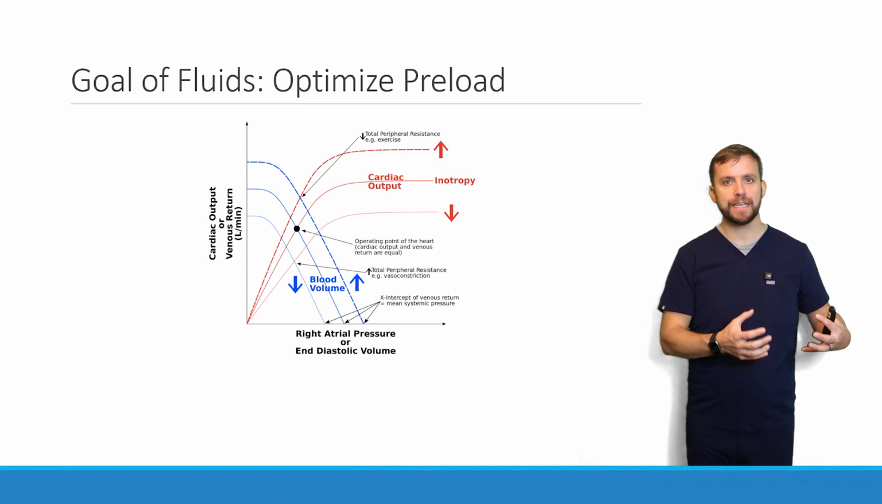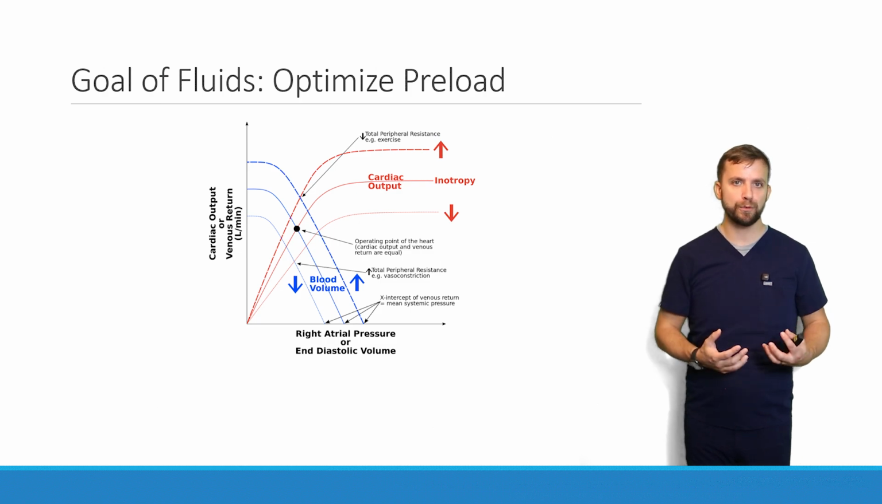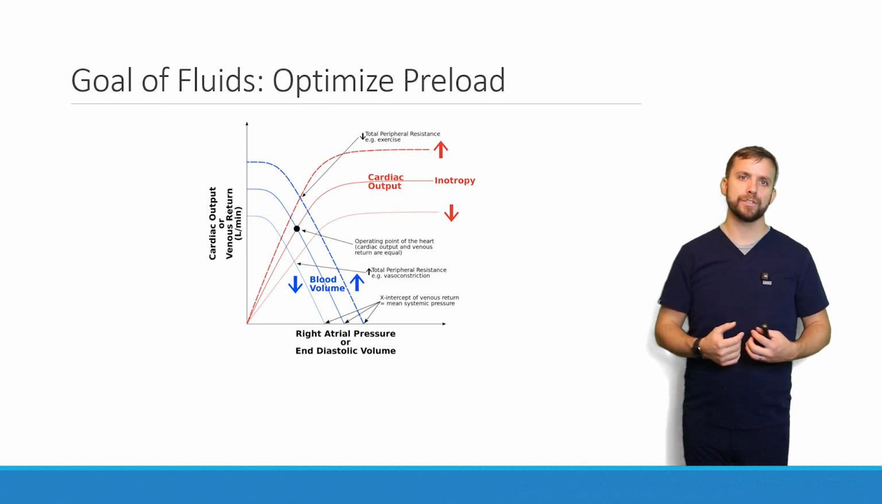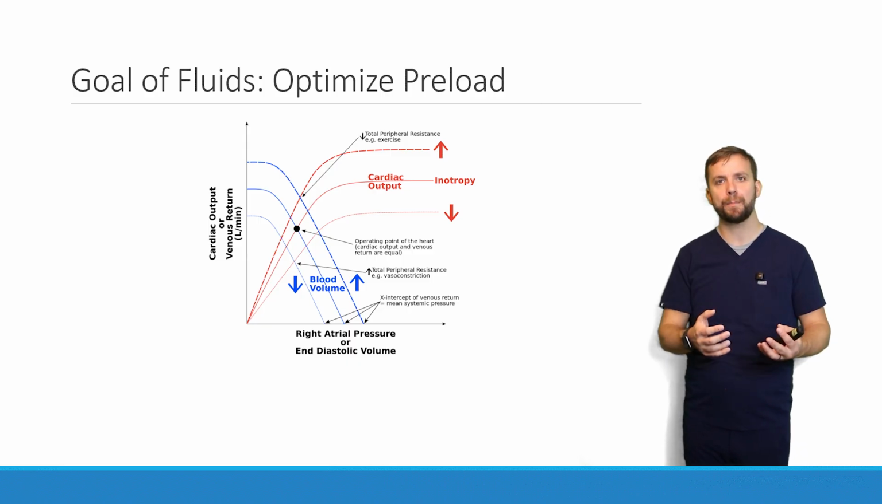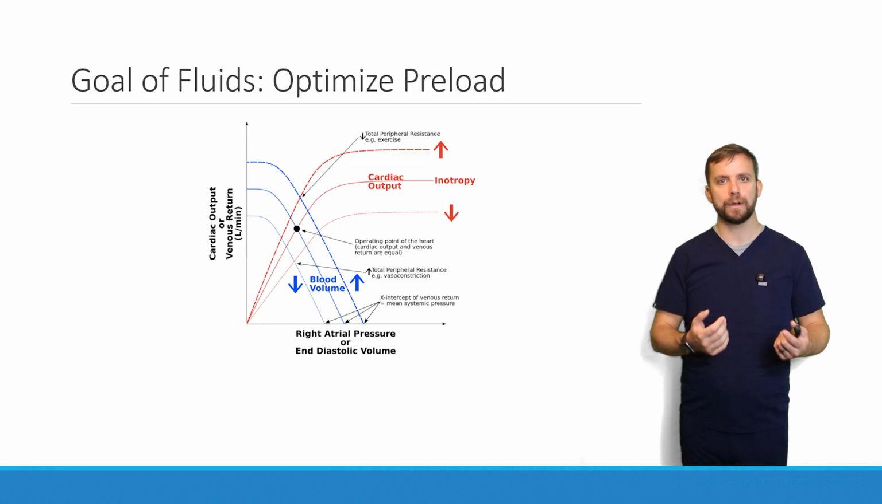Optimize preload, resuscitative fluid, understanding that when you're giving fluids, you're saying, I think they're in shock. I think they need to be resuscitated. I'm giving them fluid to get them higher up on the Starling curve because that will improve stroke volume and improve cardiac output and oxygen delivery.